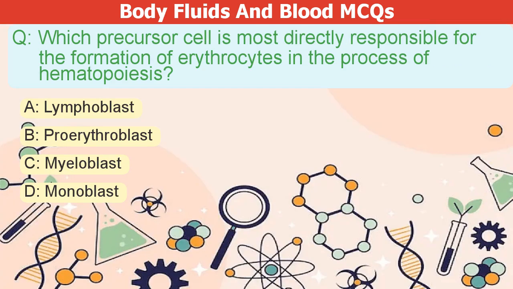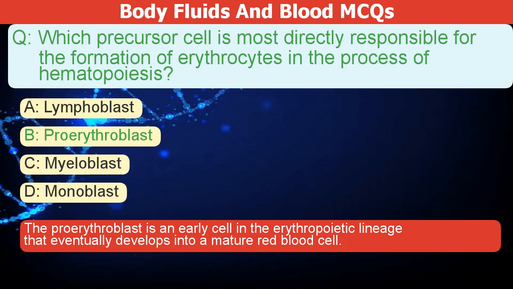Which precursor cell is most directly responsible for the formation of erythrocytes in the process of hematopoiesis? A. Lymphoblast. B. Proerythroblast. C. Myeloblast. D. Monoblast. The correct answer is B. The proerythroblast is an early cell in the erythropoietic lineage that eventually develops into a mature red blood cell.